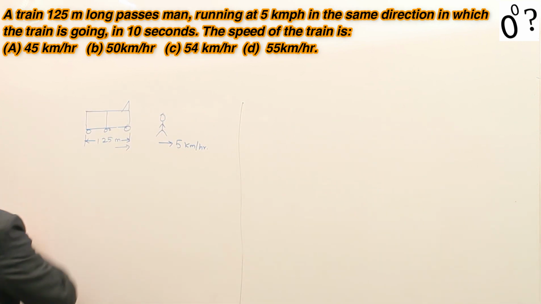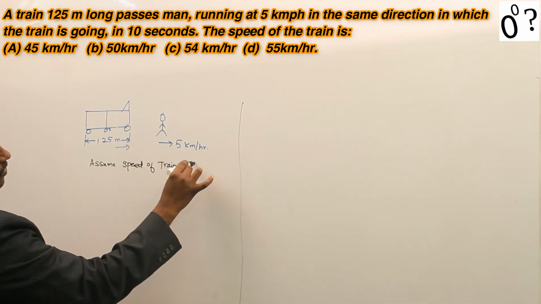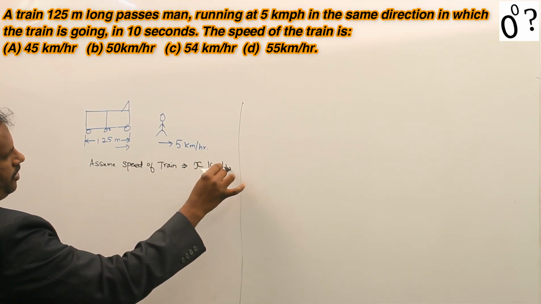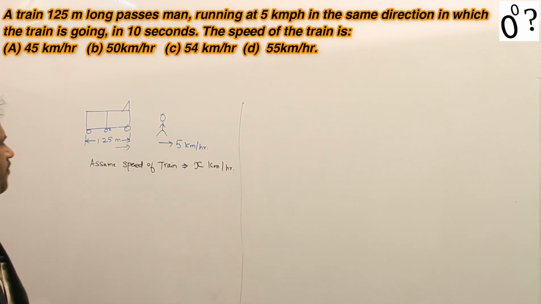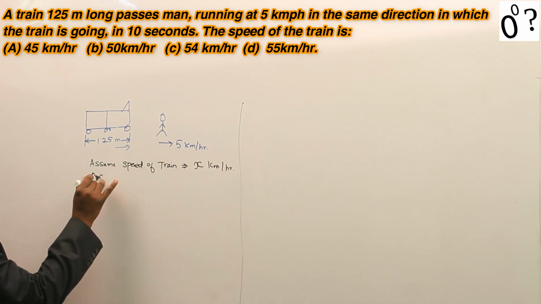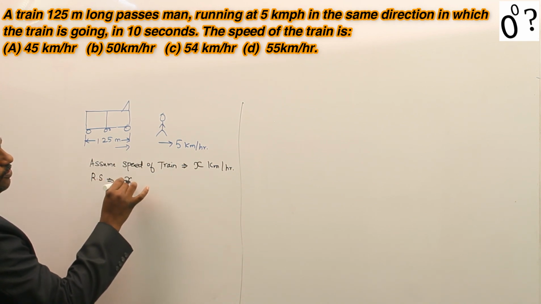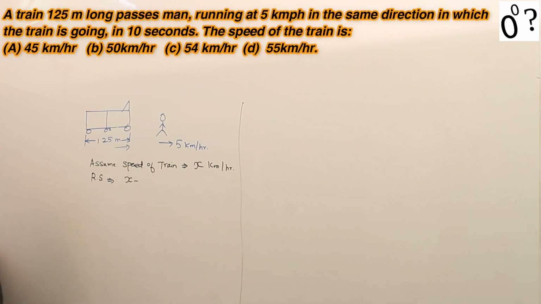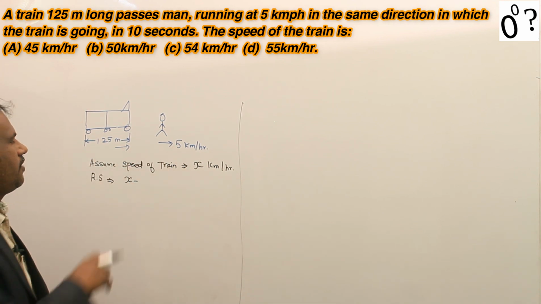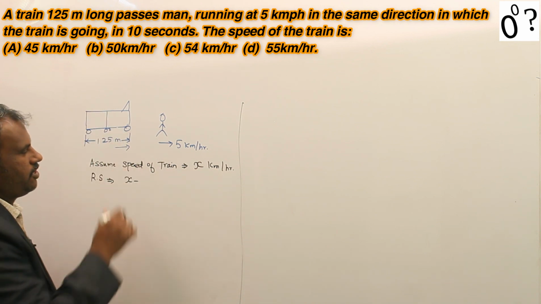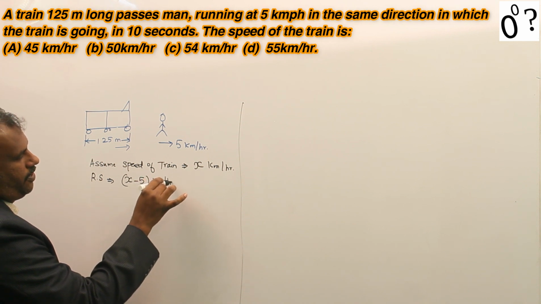This is the question. We don't know the speed of the train, so just assume the speed of the train is equal to x kilometer per hour. Here there are two speeds, train speed and man speed, so we have to find the relative speed. Both are moving in the same direction, so the relative speed is equal to the difference of the two speeds, the train speed and man speed. Here we assume the train speed is higher, so x minus 5 kilometer per hour.